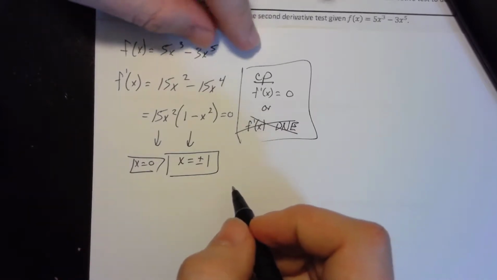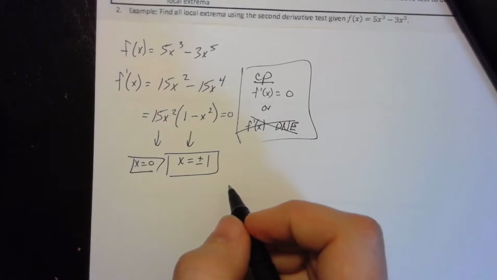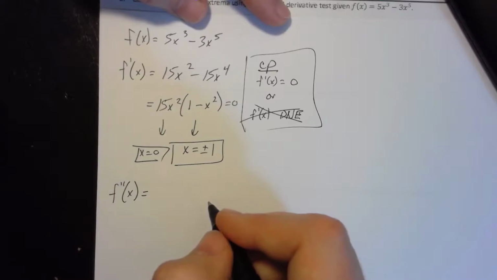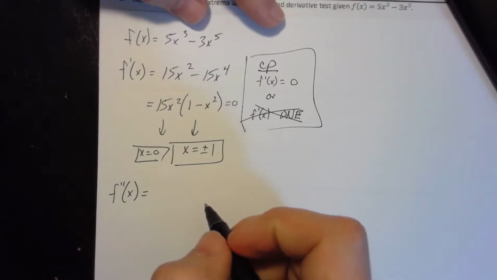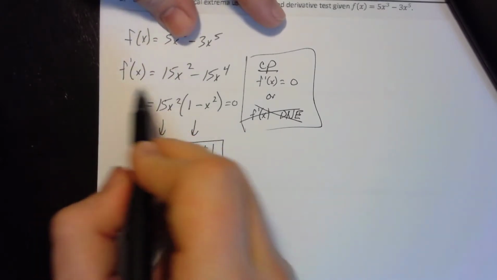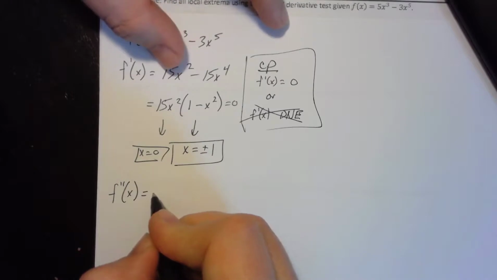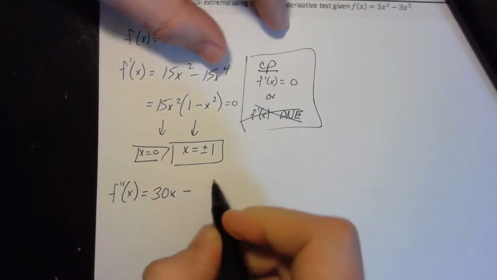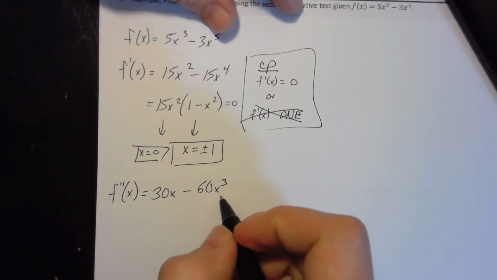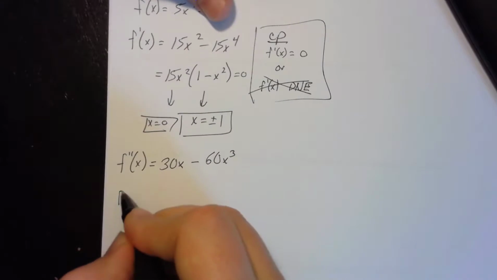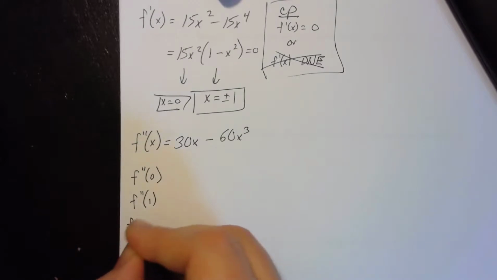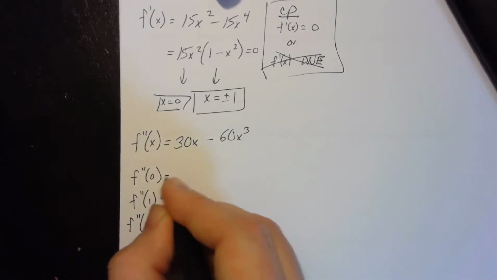Now, in the first derivative test, you'd have to create a number line and plug everything in. But the second derivative test is a little bit more efficient if we can easily take the second derivative and we don't get 0 when we plug these numbers in. Taking the second derivative is nothing more than taking the derivative of the first derivative, giving me 2 times 15, which is 30x, minus 4 times 15, which is 60, x to the power of 3. With this second derivative, my goal is to figure out what the second derivative is at each one of those critical points, so I'm going to plug these numbers in.